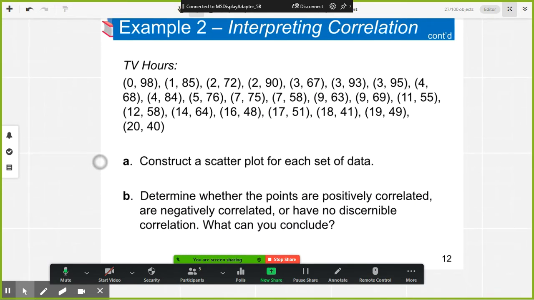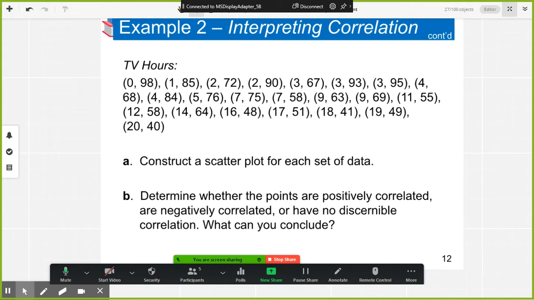All right, this is also the number of TV hours. So this is a second one that's comparing how many hours they spent watching TV to their score. All right, does it make a difference? Is it correlated? The person that took 0 hours on TV scored a 98. The person that was 20 hours of TV made a 40.